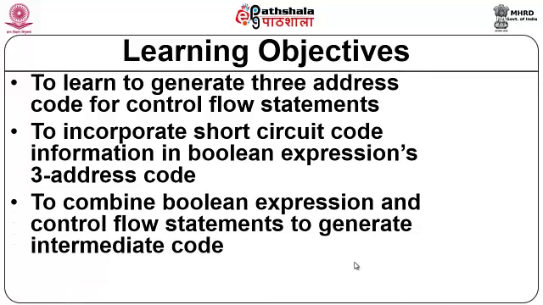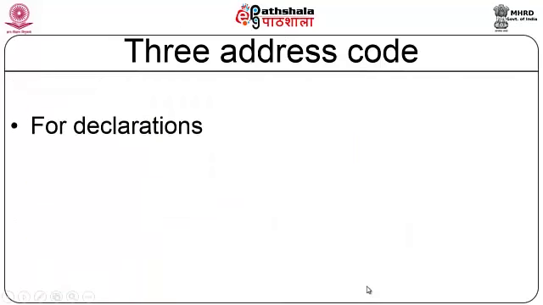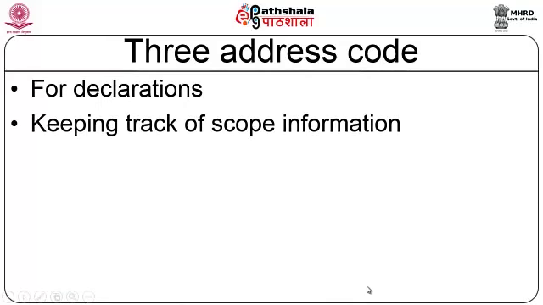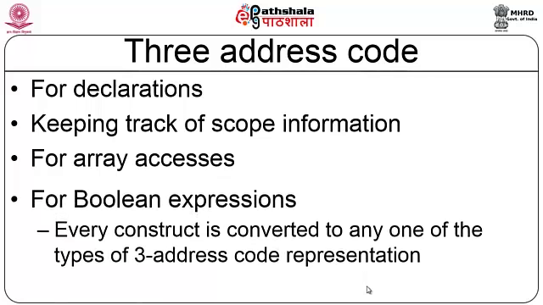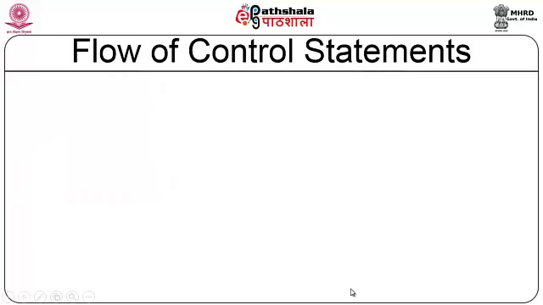And we are going to also combine the Boolean expression, which is typically part of a control flow statement, and using these combinations how we generate 3-address code will also be discussed in this module. So, these are keywords pertaining to this module. This is what we have seen so far: 3-address code for declarations, for keeping track of scope information of the variables, for array accesses, and for Boolean expressions using a simple 3-address code representation.